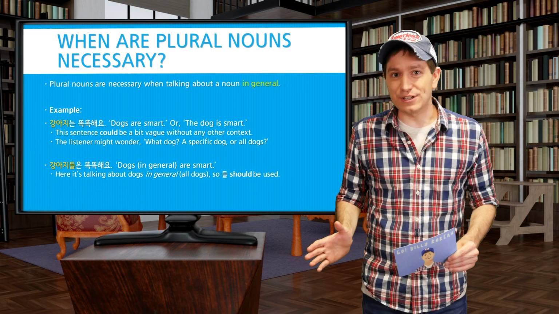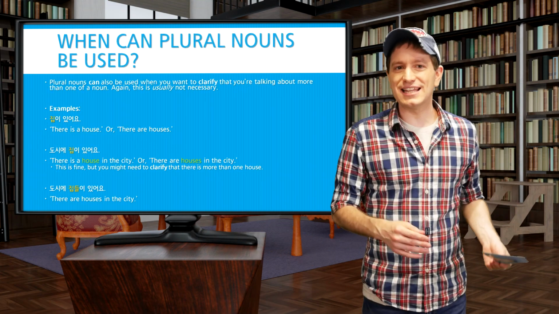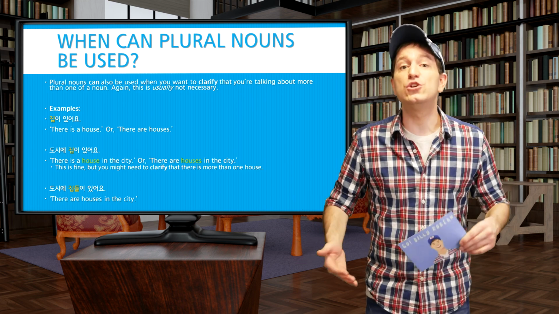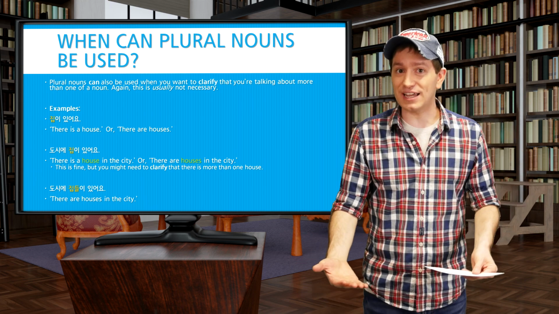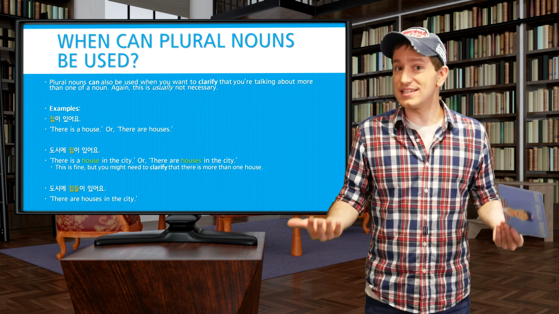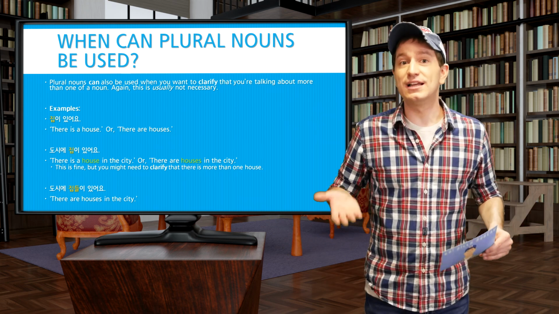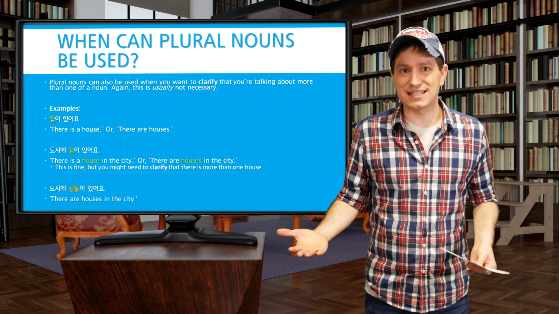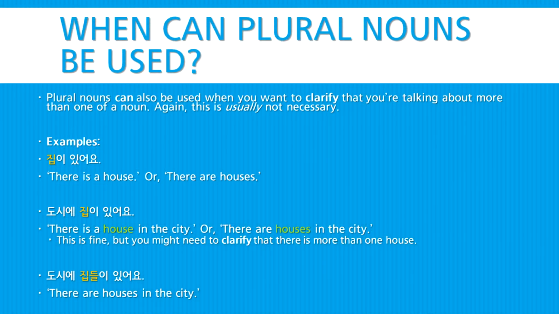So we learned that plural nouns in Korean aren't necessary unless you're talking about something in general. Well, there also could be times when you want to clarify that you're talking about a plural noun in some sentences. For example, 집이 있어요. Literally, a house exists, or there is a house. Well, what if you were to make this sentence? 도시에, in the city, 집이 있어요. Literally, there is a house in the city, or there are houses in the city.